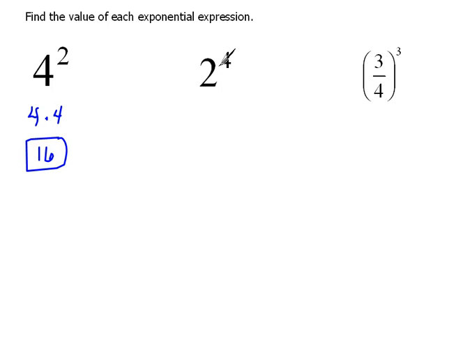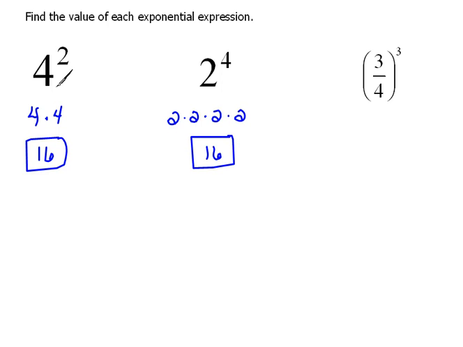Here in our next one, we have 2 raised to the 4th power. Remember, a 4th power doesn't have a special name like squared and cubed does. But again, let's go back to what this means. We're going to multiply the base, which is 2, to itself this many times. The power tells us how many times. So literally, this is the same thing as saying 2 times 2 times 2 times 2. The base multiplied to itself 4 times. And then if we multiply these all together, 2 times 2 would be 4, times 2 would be 8, times 2 would be 16. So that is 16 also.